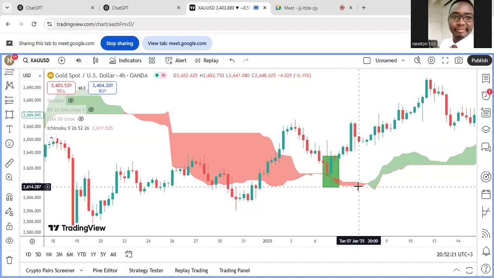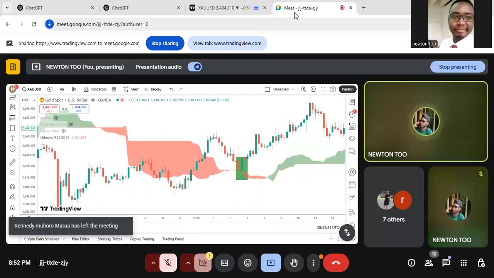You're asking which indicator this is? This one is called Ichimoku. It's a Japanese indicator. It is mostly used for swing trading. For this one, you can use swing trading. Others use this one for day trading. There are people who use it for day trading, but mostly it works based on swing trading.